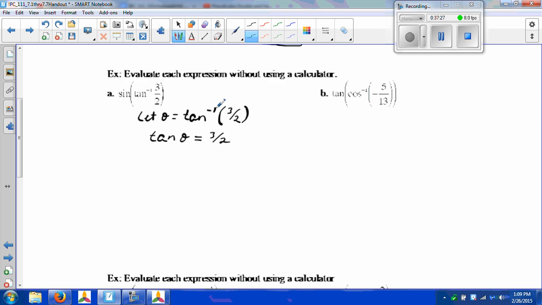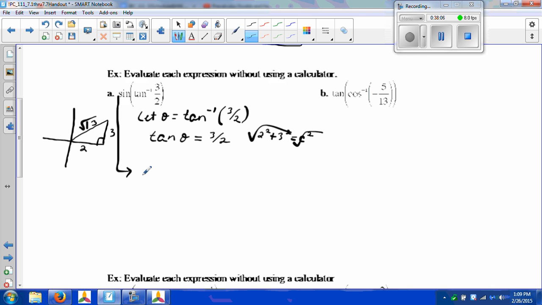Now it originated from an inverse tangent, so I know that it's either going to be up here or down here. Since it's positive, it's going to be up here. So I'm going to draw my right triangle up here. Tangent is opposite over adjacent. So 2 squared plus 3 squared equals c squared. That's 9, 10, 11, 12, 13. So that's root 13.